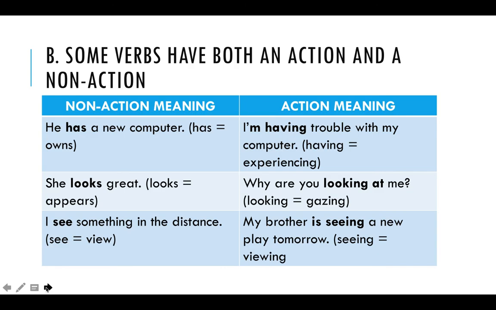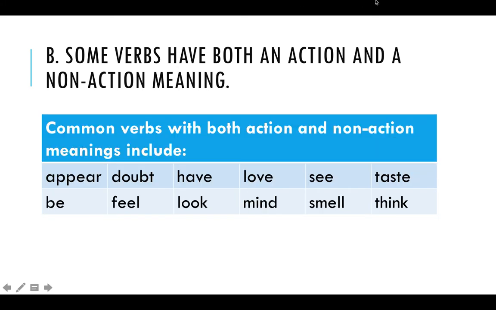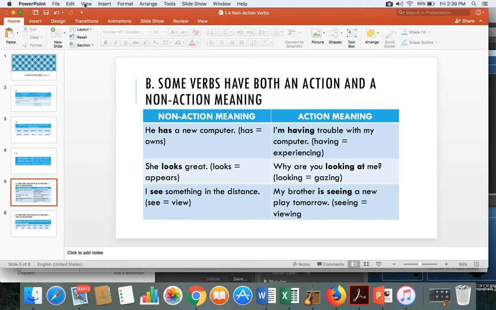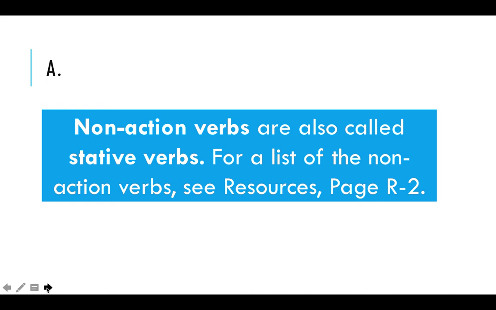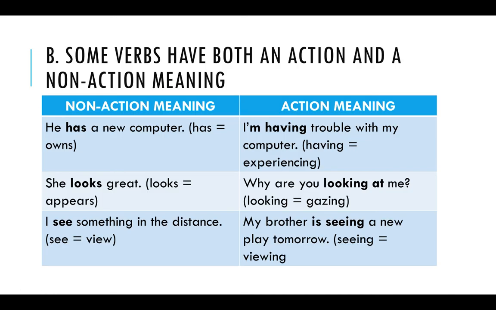Something that's very tricky is that some verbs have both an action and a non-action meaning. In your book, they use the terms active and non-active, and I think this is a big mistake because later, when you start learning about the passive and active voice, you'll be talking about active verbs to mean something completely different, a completely different grammar point. So I'm going to go on talking about action and non-action meaning, where your book talks about active and non-active, which I think is very confusing.